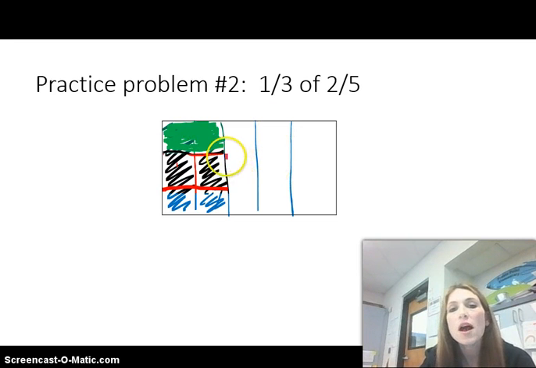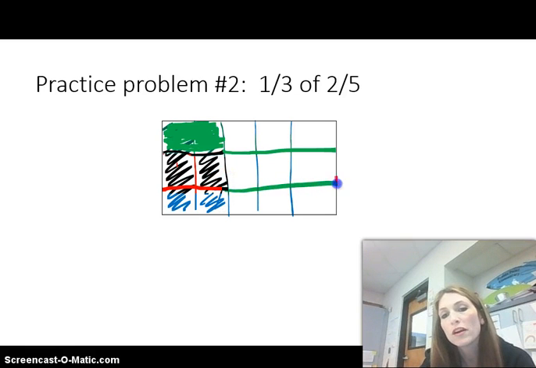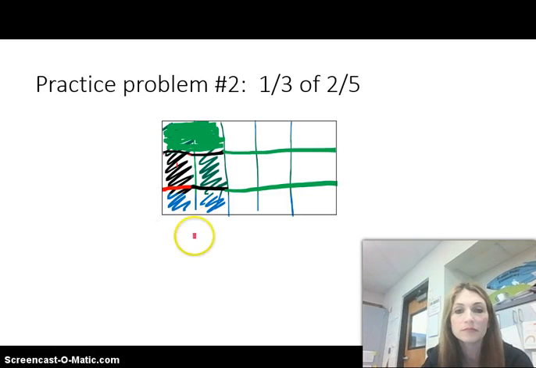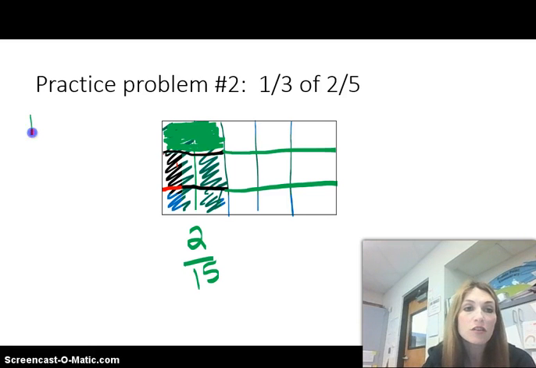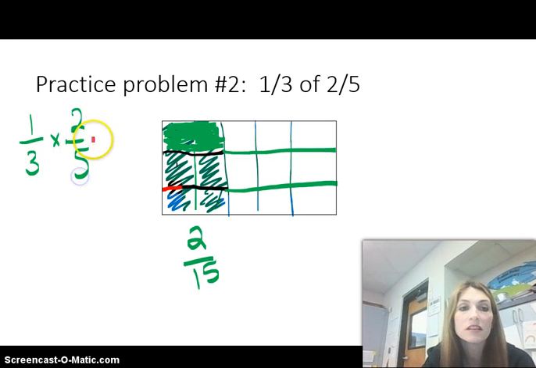Okay, so let me go ahead and extend these lines over so we can see what our new denominator would look like. So if I count all of my squares, all of the parts that I've divided this into, I have 1, 2, 3, 4, 5, 6, 7, 8, 9, 10, 11, 12, 13, 14, 15. And I have 2 that are shaded in both the blue and the green. It's going to be 2/15. If I use standard algorithm and I multiply 1/3 times 2/5, that's going to give me 2/15.